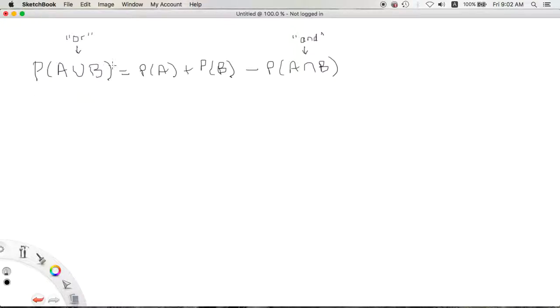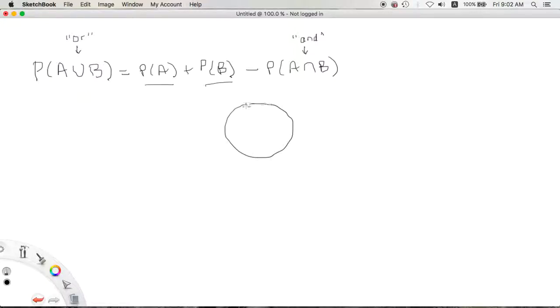So the probability of that happening is this addition principle here. If you take the probability of A and add it to the probability of B, and then subtract off their intersection, that's what this means here, and that's the "and", then you're going to figure out what that probability is.